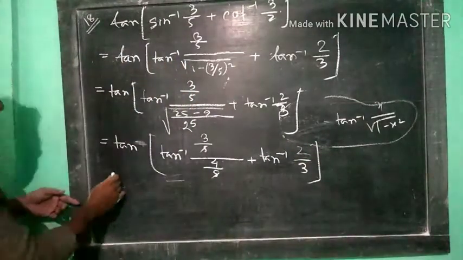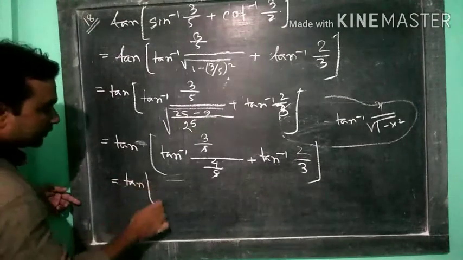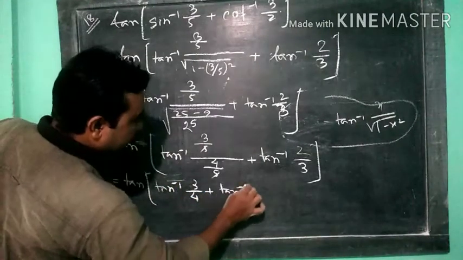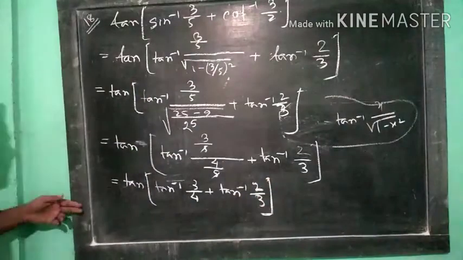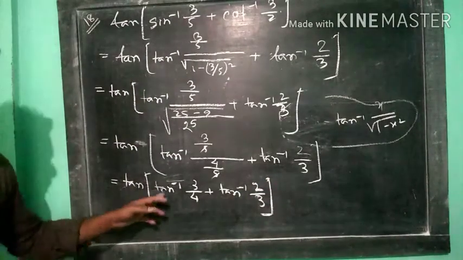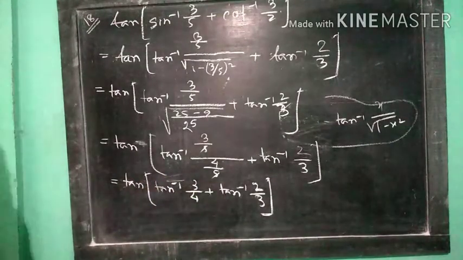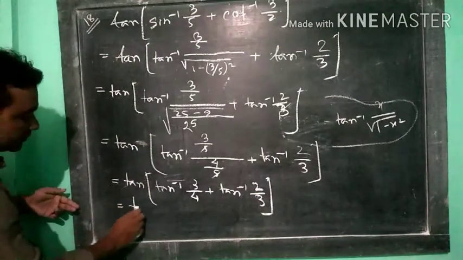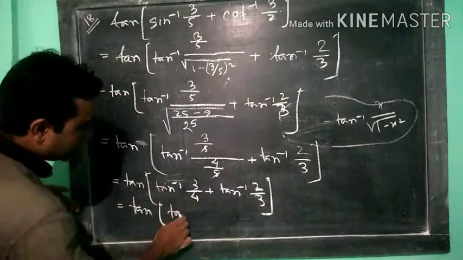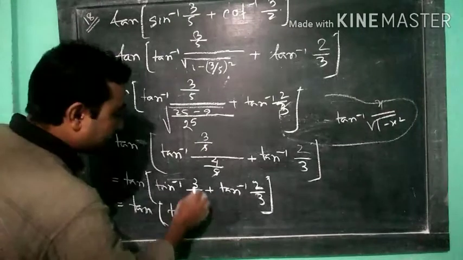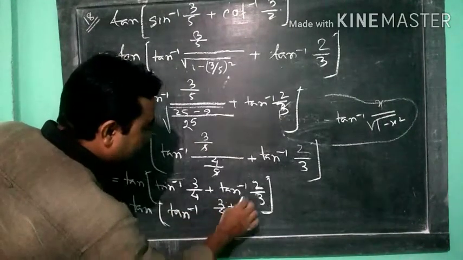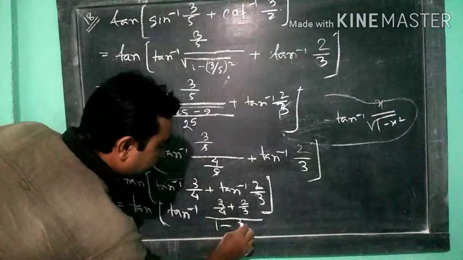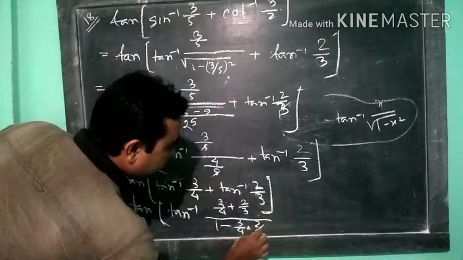So this is equal to tan whole into tan inverse 3 by 4 plus tan inverse of 2 by 3. Finally we get tan whole into tan inverse of 3 by 4 plus tan inverse of 2 by 3. Here I use the formula tan inverse of x plus tan inverse of y. So this is equal to tan whole into, using this formula here, tan inverse of x plus y, here x is 3 by 4 plus y is 2 by 3, divided by 1 minus x into y, 1 minus x is 3 by 4 into y is 2 by 3.